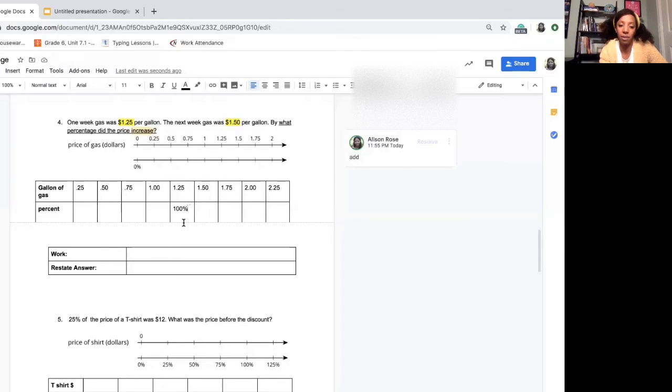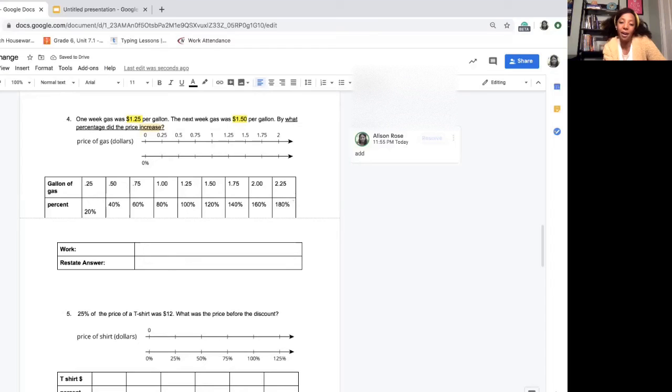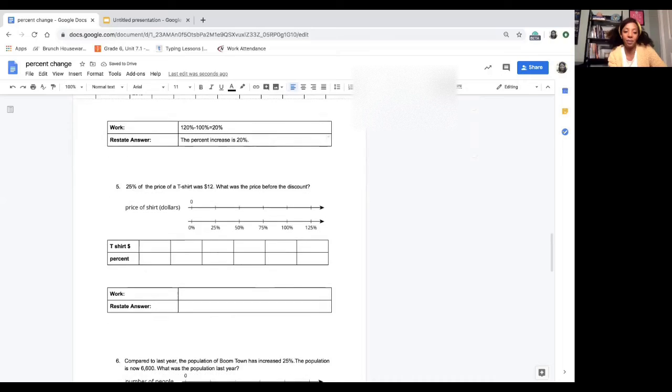Okay. We want to know how much did this increase by. So if we take that 100% and divide it by 1, 2, 3, 4, 5. 100 divided by 5 is 20. So we're going to count by 20s. So we want to figure out by what percent did we increase. If I take 120% minus 100%, that's going to give me 20%. So our percent increase is 20%. Okay, let's go to the next one.